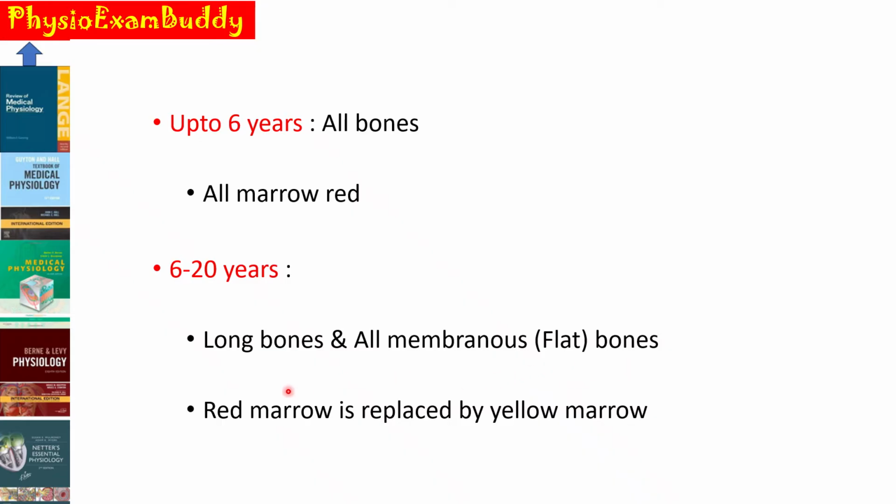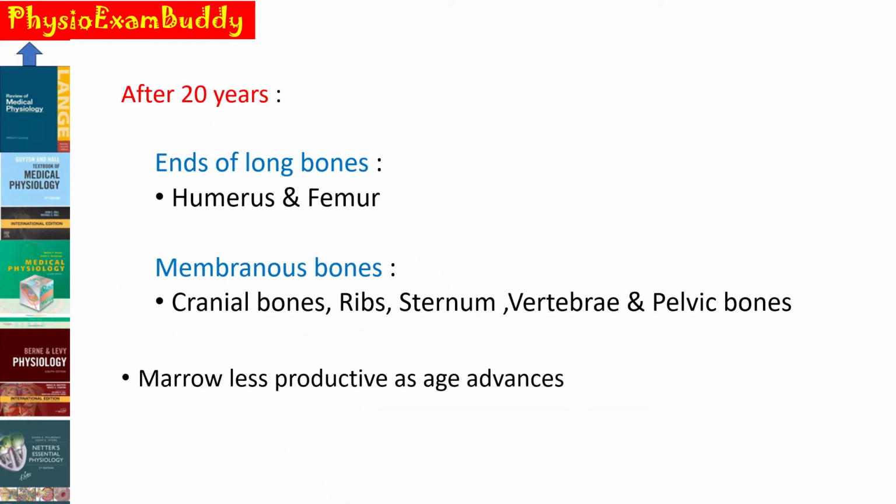And the reason is that in other bones, the bone marrow is replaced by yellow bone marrow, and we all know that the site of production is only the red bone marrow. So the red bone marrow is seen only in these long bones as well as in the membranous or flat bones. That is why RBC production between 6 to 20 years is happening only in these bones.